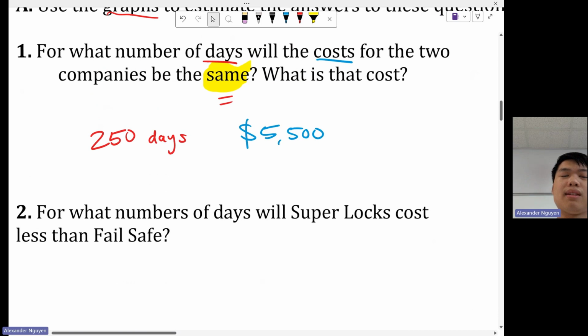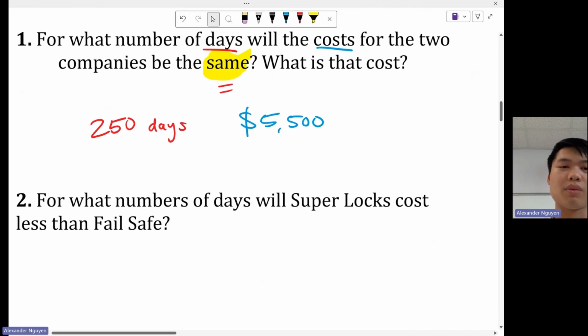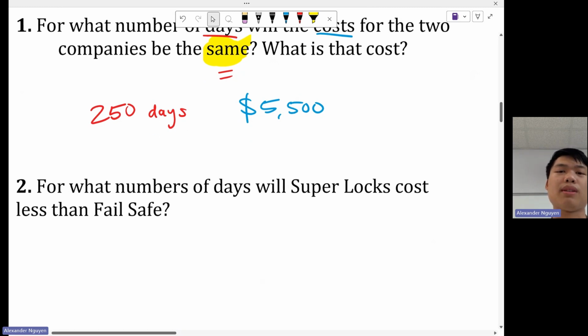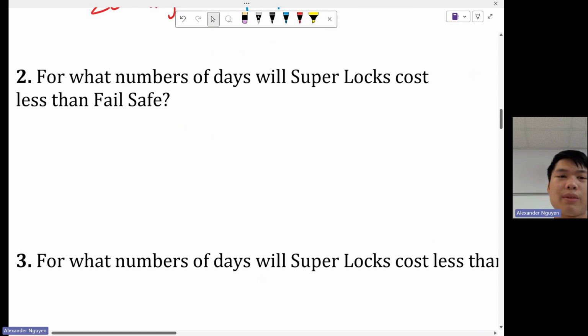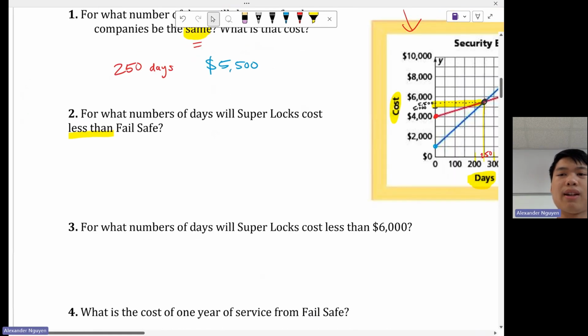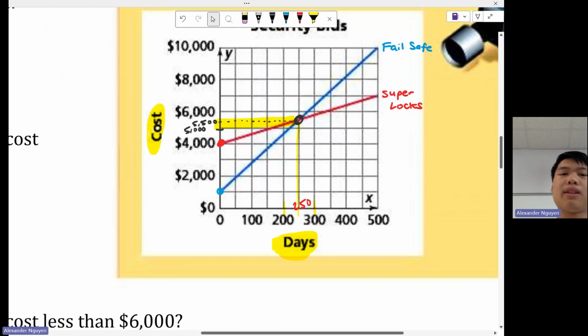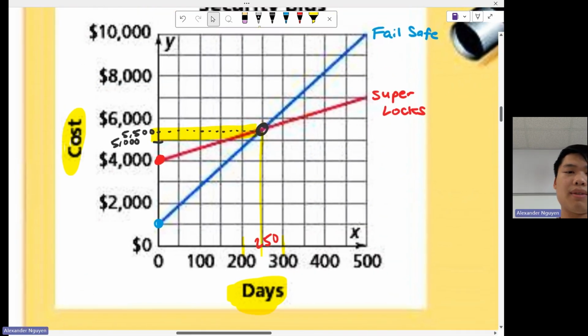All right, pause the video and go back and rewatch that if you didn't catch what we did there. We found the point of intersection, we found the x value, which was the number of days, and we found the cost, which was the y value. Okay. For what numbers of days will Superlocks cost less than Failsafe? Okay, we want to find when Superlocks, the red graph, is going to be less than Failsafe. Click on our graph again, and I'm going to erase this now.